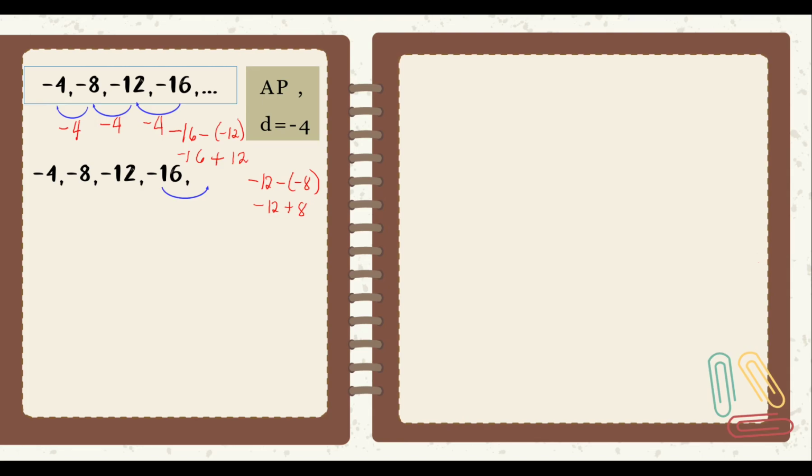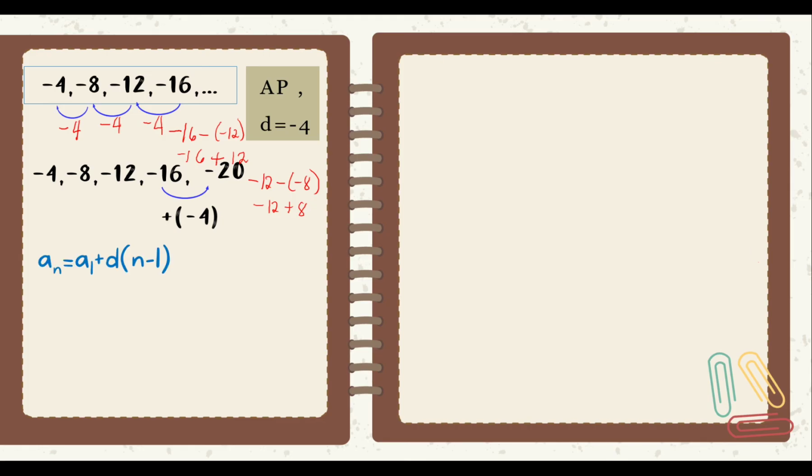Then, and this is an arithmetic progression, therefore we use addition this time instead of subtraction. So we say negative 16 plus a negative 4, which is the common difference. We are adding two negative numbers, so the answer is negative 20. So negative 20 is the term after negative 16.